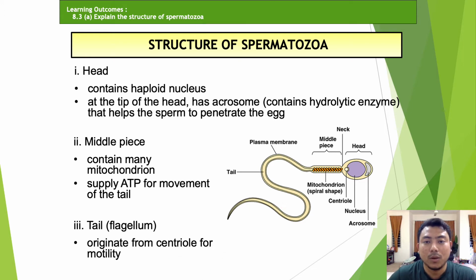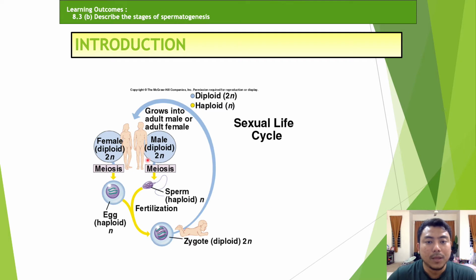swim to the ovum. Okay, so now we come to the part of the sexual life cycle of a human. We have what we call the diploid generation and the haploid generation. Basically, haploid is the sperm and the ovum. So you can see this yellow line over here. After fertilization, it will develop into a zygote. The zygote will be diploid already. Then the life cycle will continue until the adult male and female.